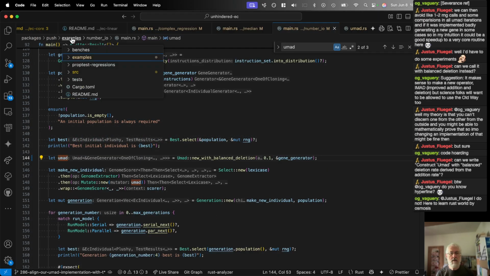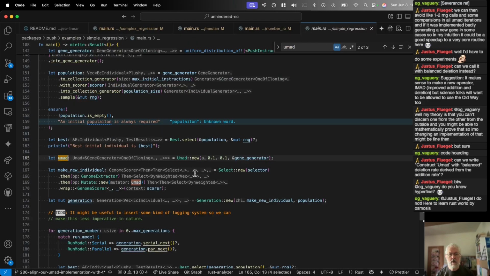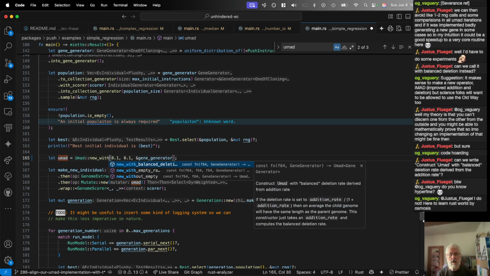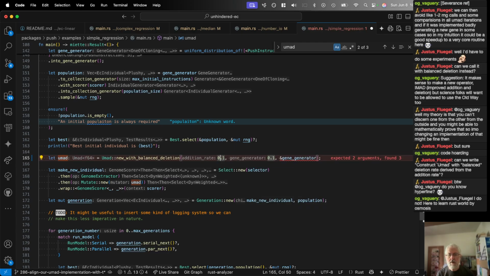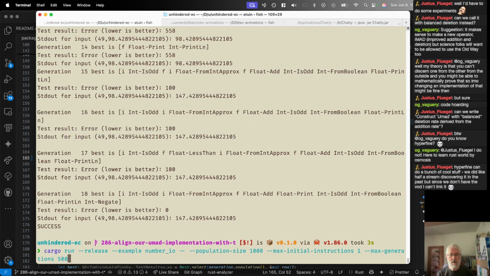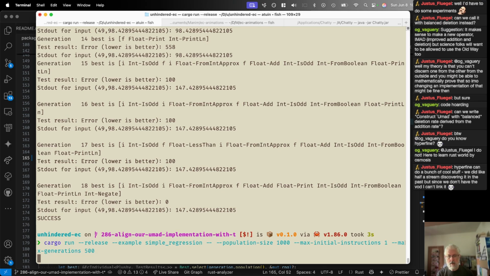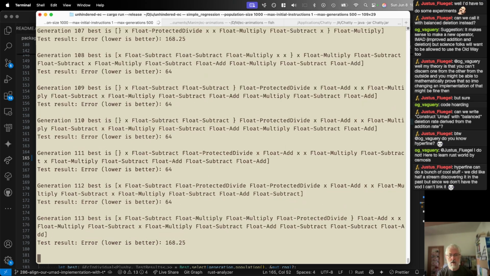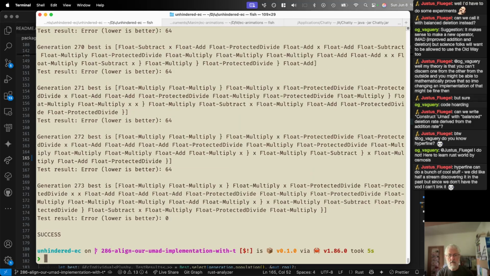And then example, simple regression, main, UMAD, new, with balanced deletion. And this is simple regression. Simple regression, go little computer. And we succeeded, yay us.